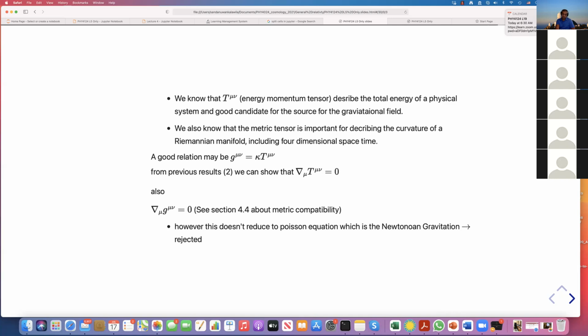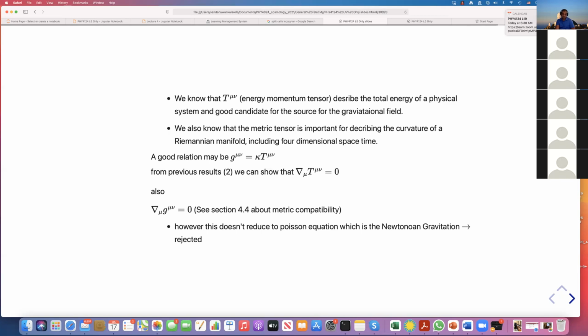So it's fine up to now, but there is a problem which we have not discussed. That is, this doesn't reduce to the Poisson equation, which is the Newtonian gravitation. Now, we may not have actually talked about the Poisson equation, but there is a Poisson equation that we can deduce from Newton's theory of gravitation, which is grad squared phi equals 4 pi G rho. I have not mentioned it here, but we will learn it in the next lecture.